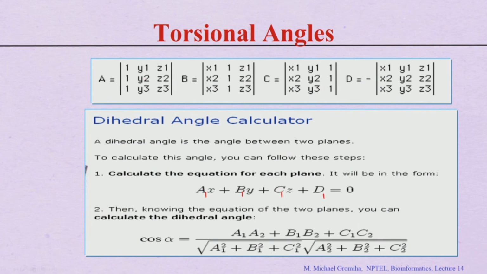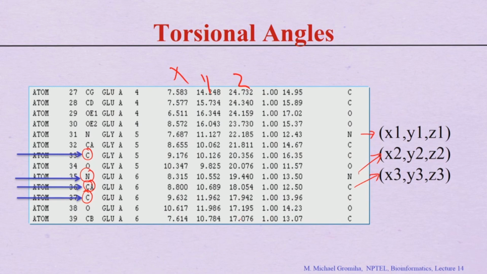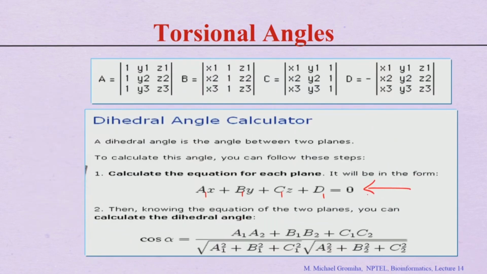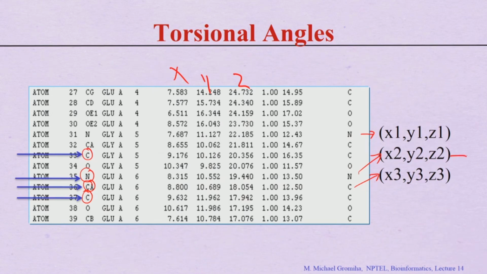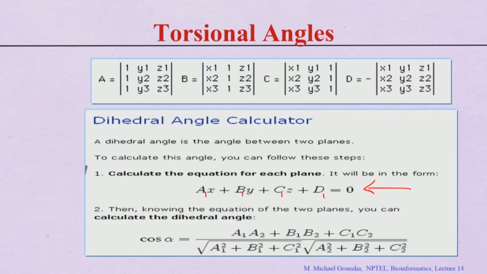Here the determinant with rows 1, 1, 1, y1, y2, y3, z1, z2, z3 gives a. Likewise, you can calculate b, c and d, because all the numbers are known if the coordinates are known. Then you can form this equation for plane 1. Then for plane 2, take the next 3 atoms as 1, 2, 3, use the same equation, and calculate the equation of the plane: a2x plus b2y plus c2z plus d2 equals 0.